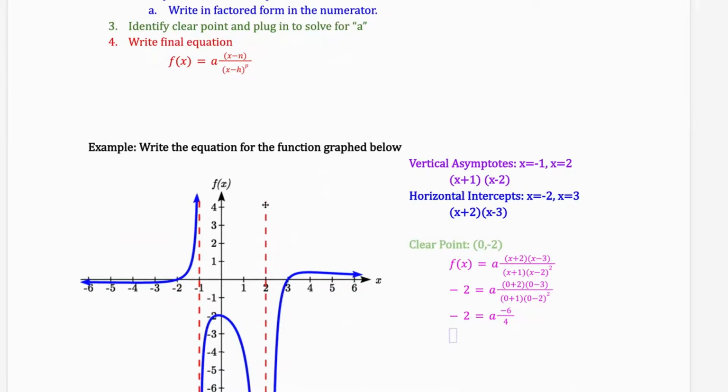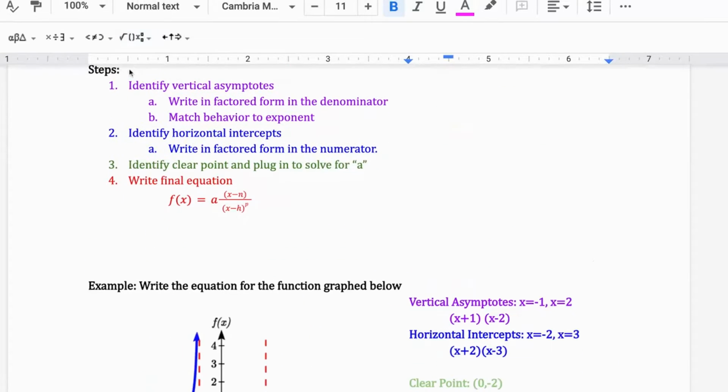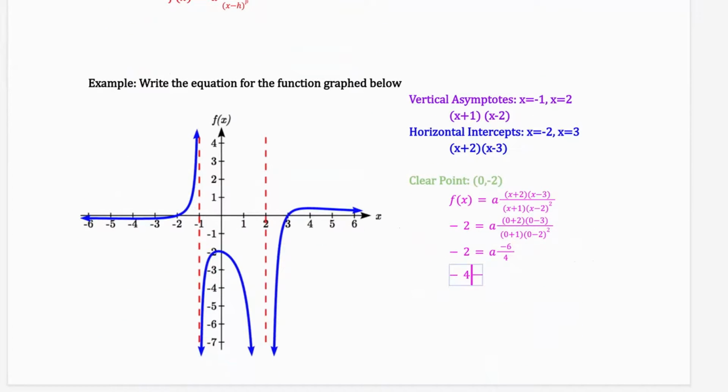So now I'm going to have -4/6 times 2 equals a, which means that a is going to equal -4 times 2, which is -8, divided by 6, that reduces to -4/3.